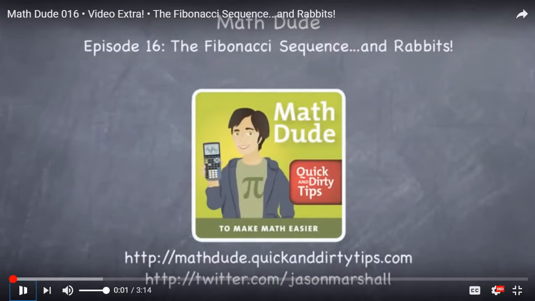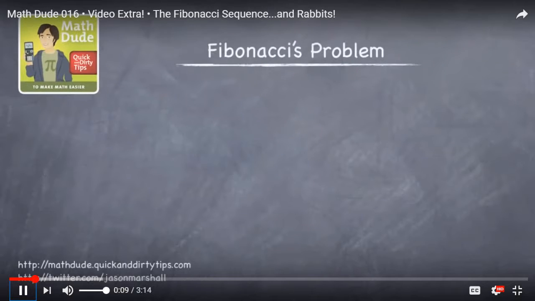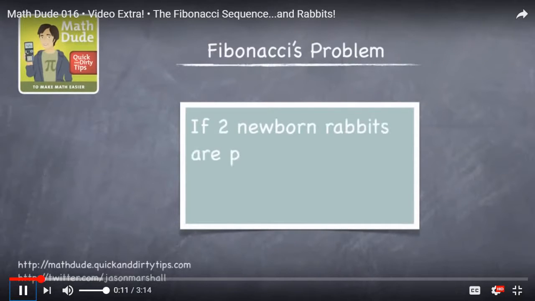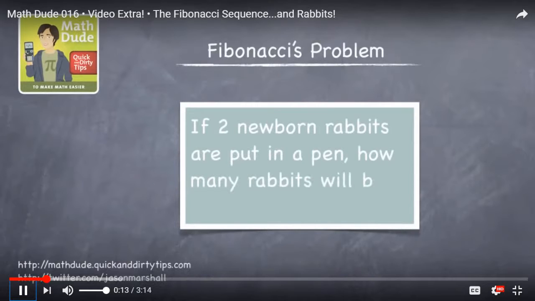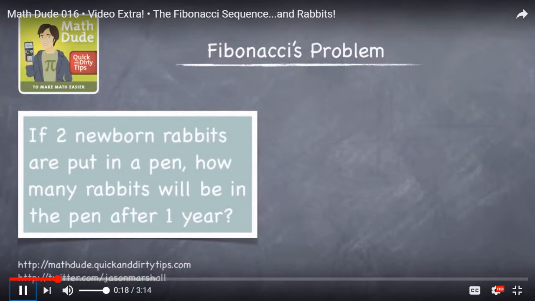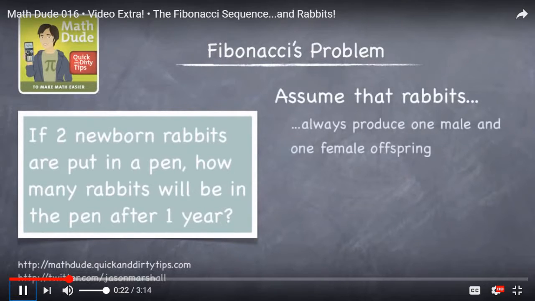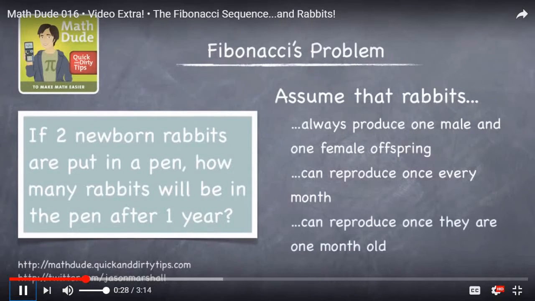Jesus, take the wheel. It's Jason Marshall here with a special look at the solution to Fibonacci's rabbit problem from Math Dude episode 16. Here's Fibonacci's question. If two newborn rabbits are placed in a pen, how many rabbits will the pen contain after 1 year? To answer his question, Fibonacci wanted us to assume that rabbits always produce one male and one female offspring, that they can reproduce once per month, that they can start to reproduce when they are 1 month old, and that rabbits never die.